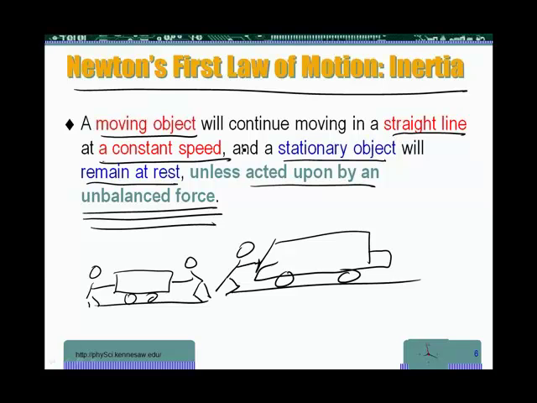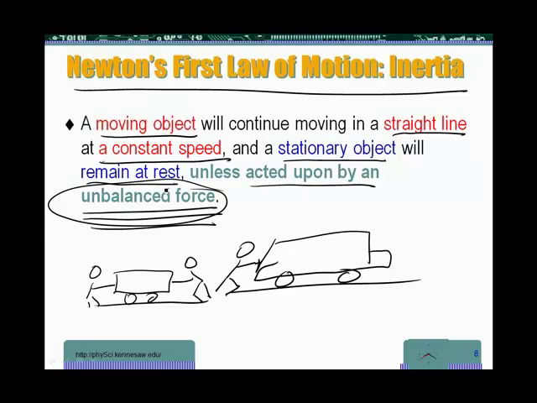Now, again, in our common day experiences, once an object is moving, usually if we let it go, it's going to stop. Why is it going to stop? Because there are unbalanced forces acting on it, like friction, air resistance, gravity, whatever. So there are unbalanced forces that are going to stop it. So in our common day experiences, it's going to be very difficult for us to find cases where an object is going to be free from unbalanced forces. It's going to be very difficult to find those cases.